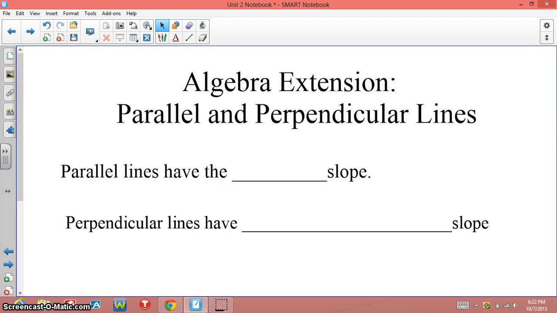Alright, today we're going to look at an algebra extension. I'm glad that you joined me for this. And again, make sure that you're taking notes on this so you can use that for your quiz tomorrow.